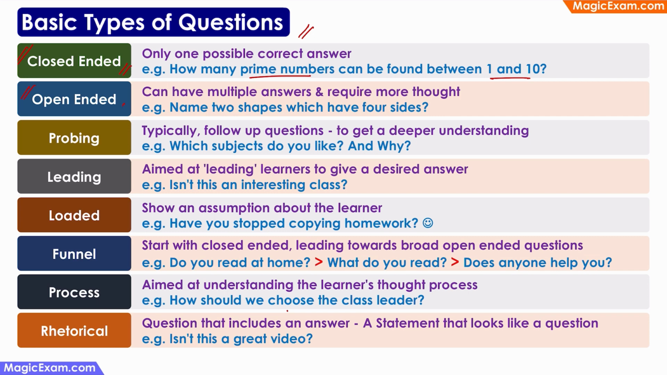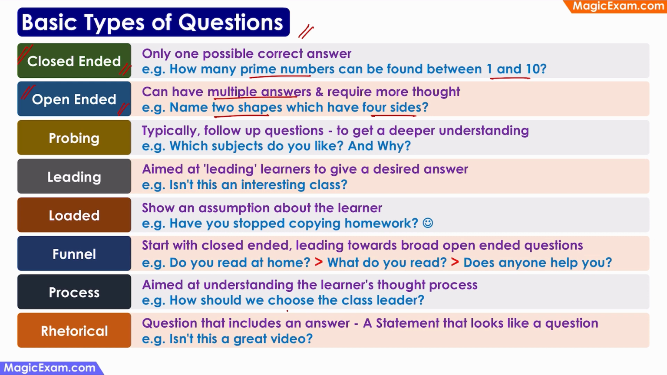Then there are open-ended questions. An open-ended question can have multiple correct answers. For example, if I ask you to name two shapes which have four sides, you can say square and rectangle, or you can say square and rhombus, or you can say rhombus and parallelogram.